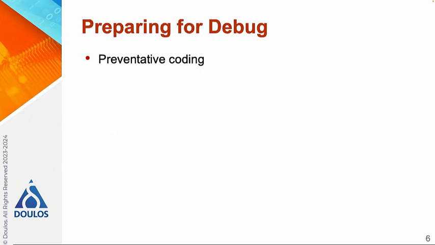So if you're going to do debug, you need to prepare for debug, right? And you need to do preventative coding. That's one of the things I first pointed out. Write your code so that you can detect problems before they show up in the execution. And at least you'll get a message out. Make sure you do really good messaging to explain what's going on in your code.